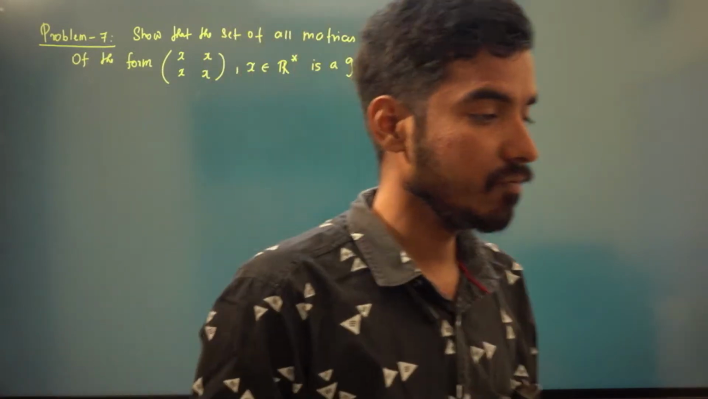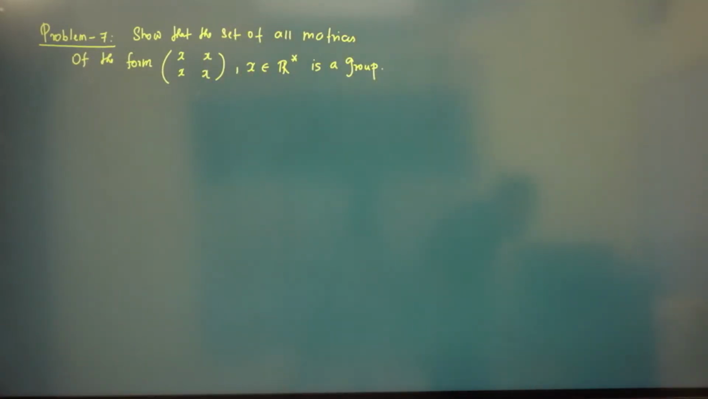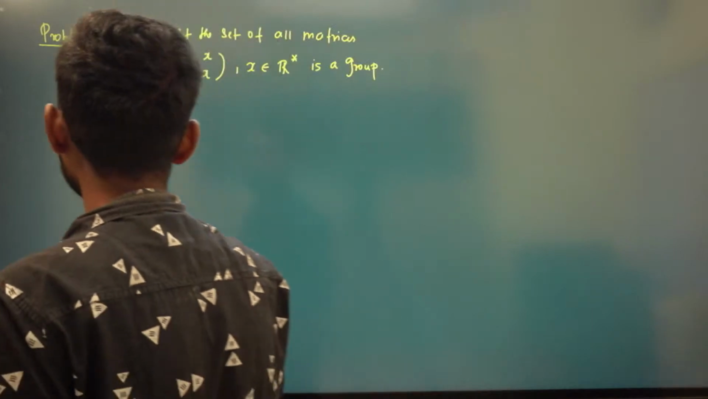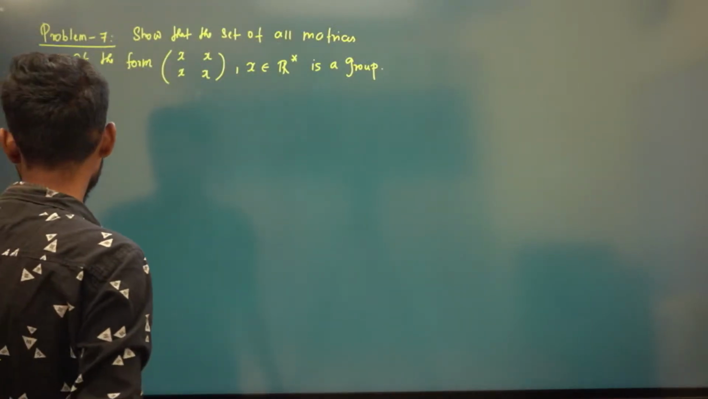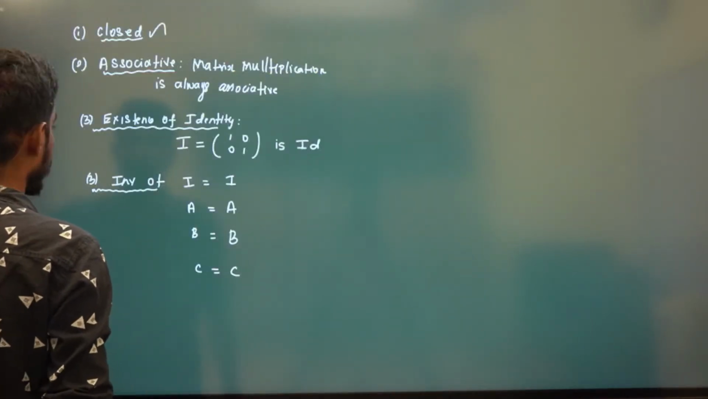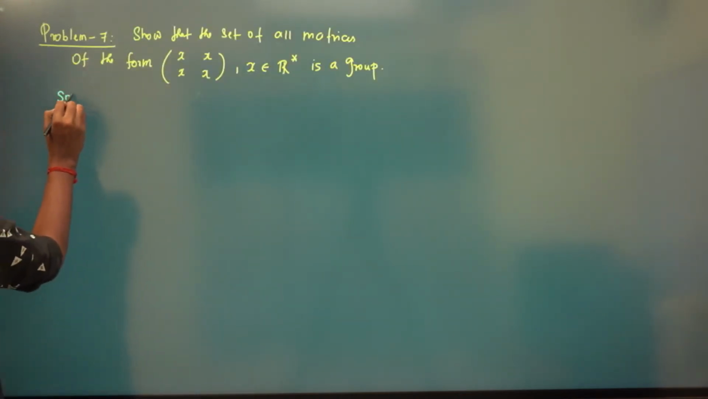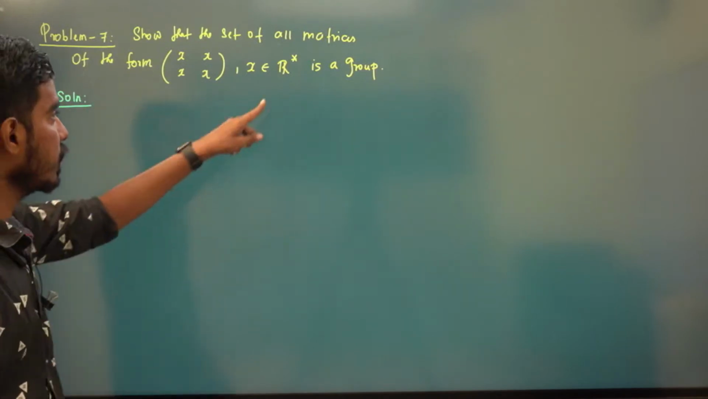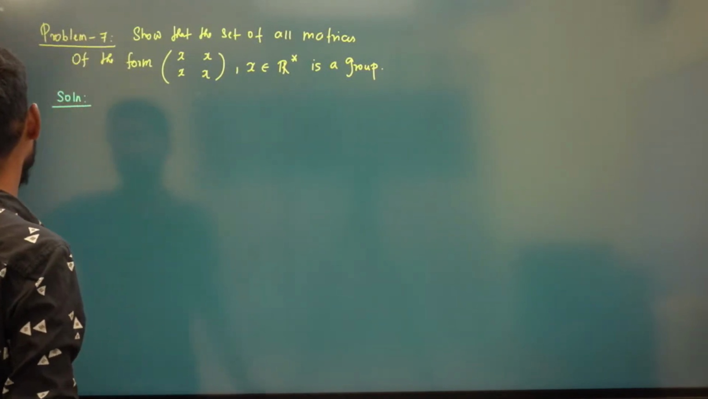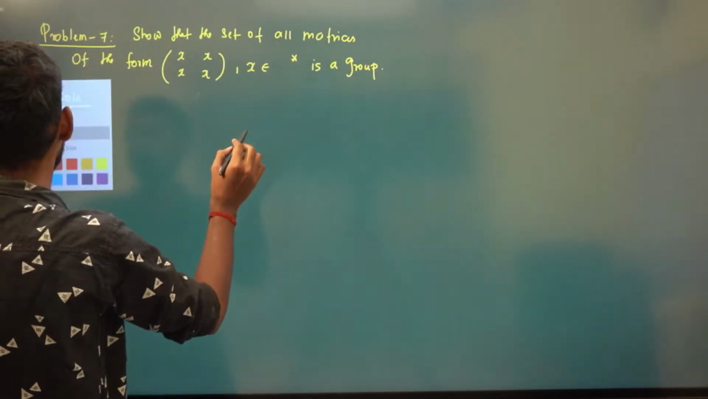So here you can see we have all 2 by 2 matrices with all the entries the same. We need to show it forms a group. This is R star, so non-zero real numbers, all real numbers except zero.